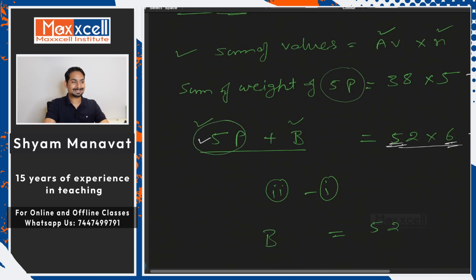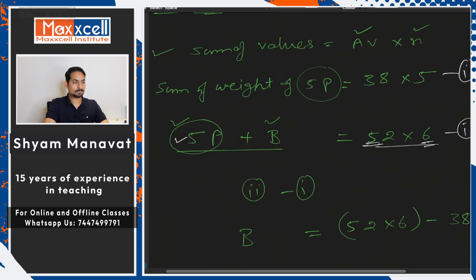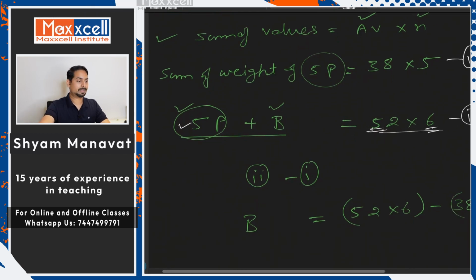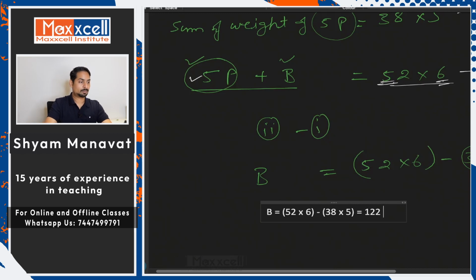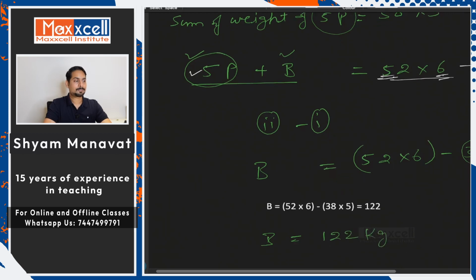So you will get the difference of the left hand side is only the weight of the boat, and the difference of the right hand side is 52 into 6 minus 38 into 5, right? So if you make the calculation here, you will get the answer. The weight of the boat will be equal to 52 multiplied by 6 minus 38 multiplied by 5. What will you get here? You will get 122. So what is the weight of the boat here? The weight of the boat is 122 kg, right?